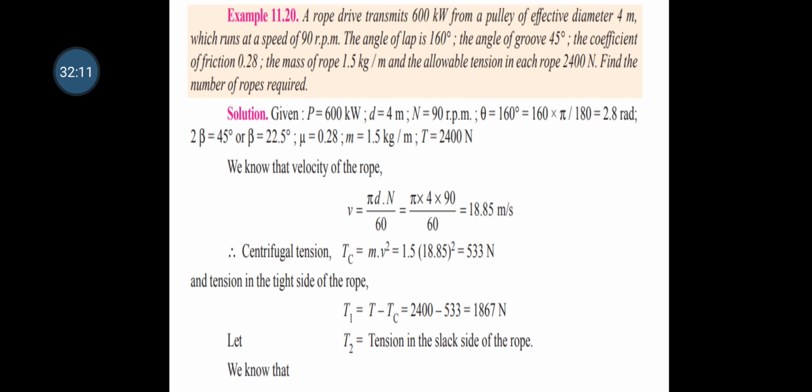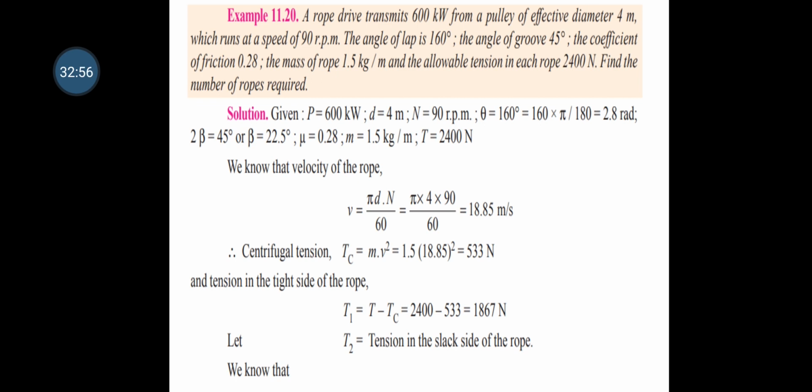First, write the given details. Power transmitted by the rope drive P is equal to 600 kilowatt, diameter is equal to 4 meter, at a speed of 90 rpm, and the angle of lap, that is theta, is equal to 160 degree converted into radians, 2.8 radians, and the angle of groove 45 degree, that is 2 beta is equal to 45 degree. Then beta is equal to 22.5 degree, mu is 0.28, and mass is 1.5 kg per meter. And finally the tension in the rope, T is equal to 2400 Newton.